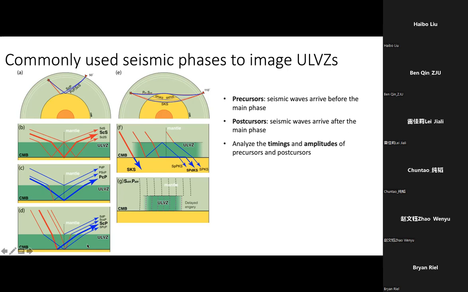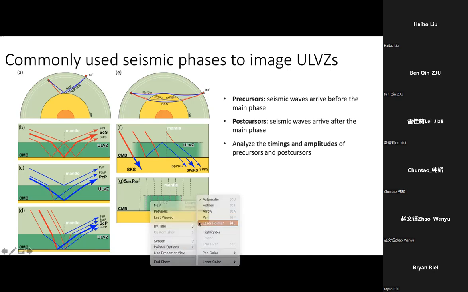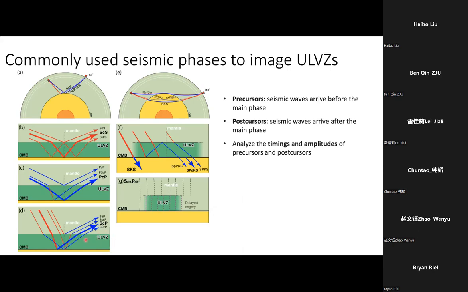Due to the presence of heterogeneous, complex structures such as the ultra-low velocity zone, you're going to introduce some complexities to the waveforms. The precursors are the secondary waves that arrive before the main phase. For example, the SdP phase, which is the phase reflected at the top of the ULVZ. Because its travel path is shorter than the main phase, the travel time is shorter, so it arrives earlier than the main phase ScP.